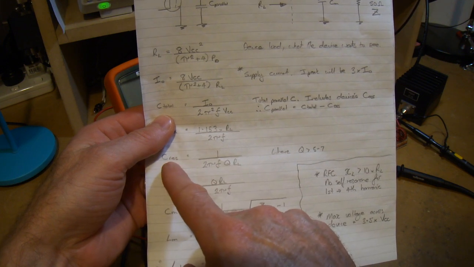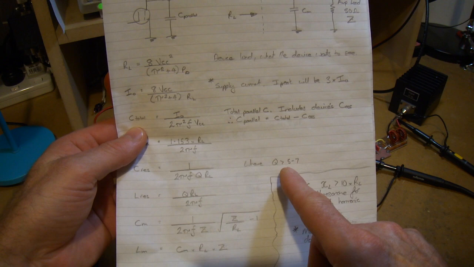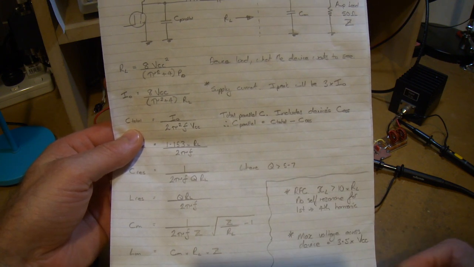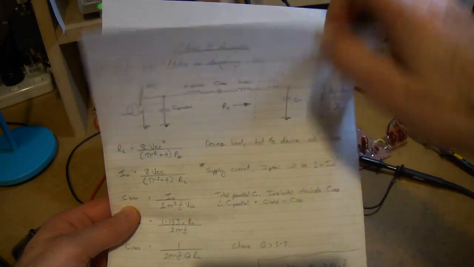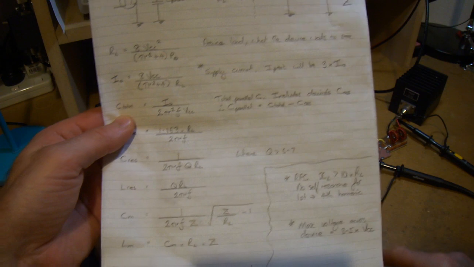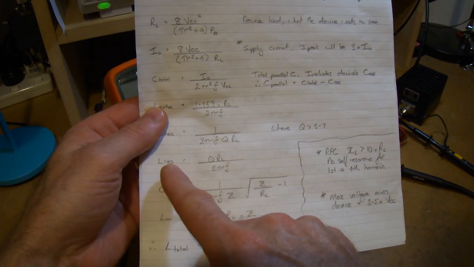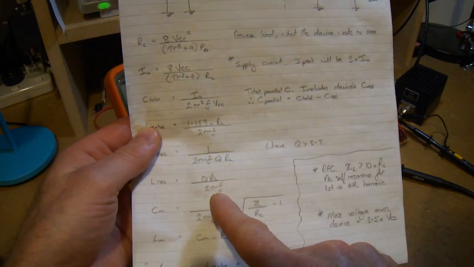So C resonance here, there goes the expression. We're now introducing Q. Bill says in this particular paper that it should be greater than 5 to 7. He then goes on in his example to use a Q of 10, which I've used in this particular amplifier. So that's the expression for the inductance, that L res there.